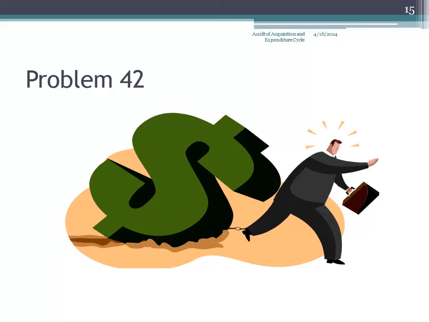Okay, so let's take a look at this problem. So this again gets to the search for unrecorded liability. So what are some of the things? So what we're concerned with is what assertion? What's the assertion? Completeness, right? So we want to make sure that everything that should be recorded has been recorded. So what are some of the things that the auditor can do?